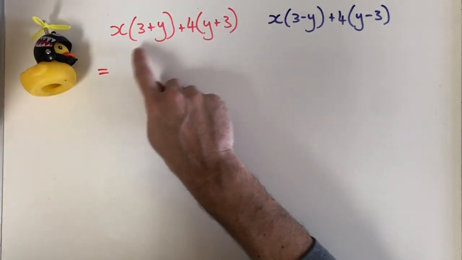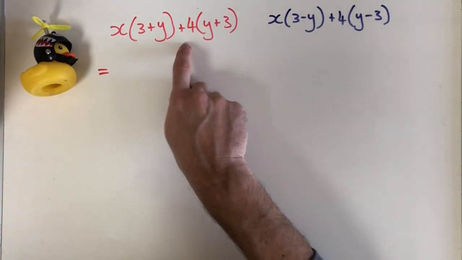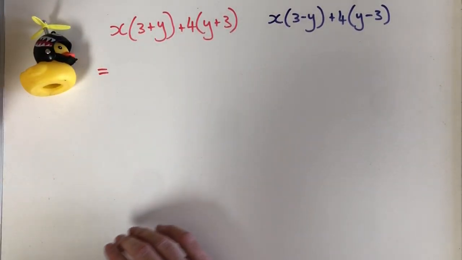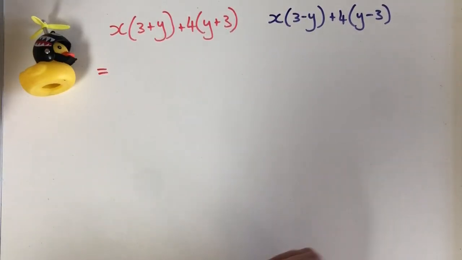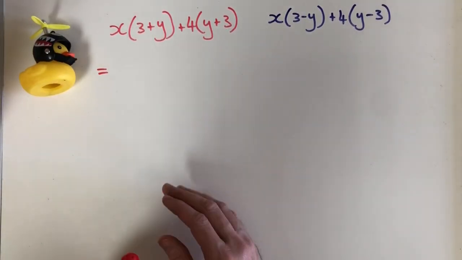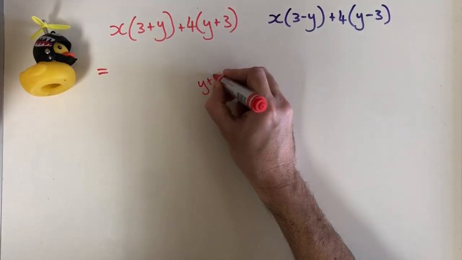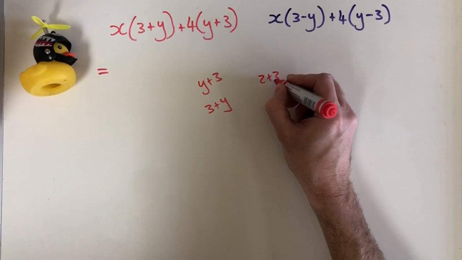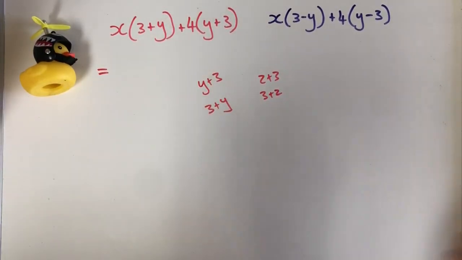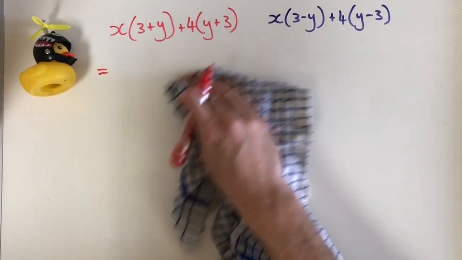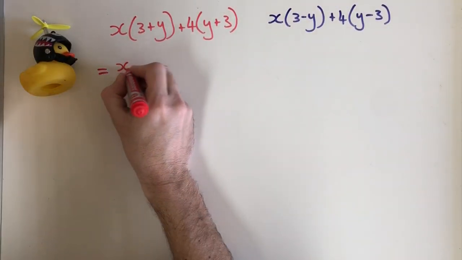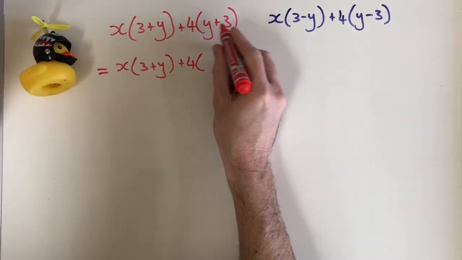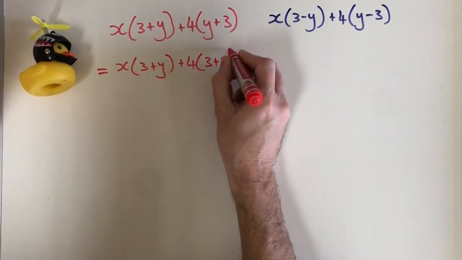And then is there anything common between the two terms? There are brackets and they look kind of common, because this one says 3 plus y and this one says y plus 3. If you immediately look at them, they don't look the same. But is there a difference between y plus 3 or 3 plus y? No, 2 plus 3 and 3 plus 2 is the same thing. So I can rewrite this and change these two around. 3 plus y and y plus 3 is the same thing.